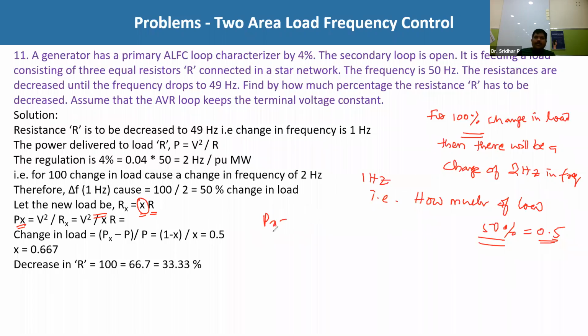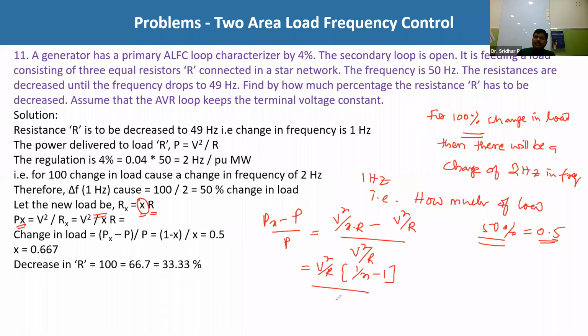Px minus P, divided by P. So this is V square by X into R minus V square by R, divided by V square by R. Taking V square by R common from the numerator, this is 1 by X minus 1. This value is 0.5. So 1 by X minus 1 is equal to 0.5, so 1 by X is equal to 1.5, and X is equal to 1 by 1.5, that is 66.7. This X is equal to 66.7, which is the new R.